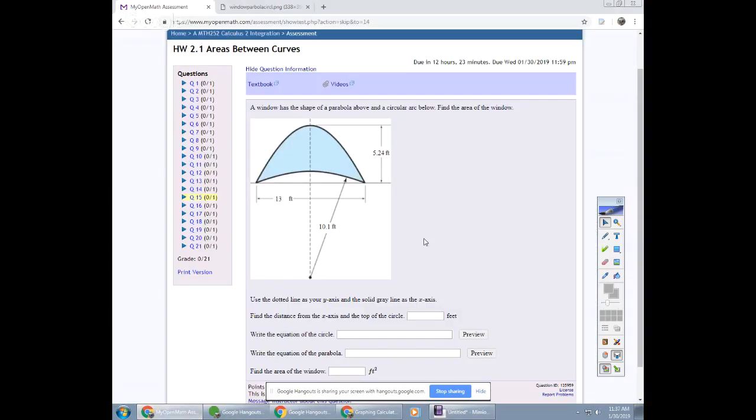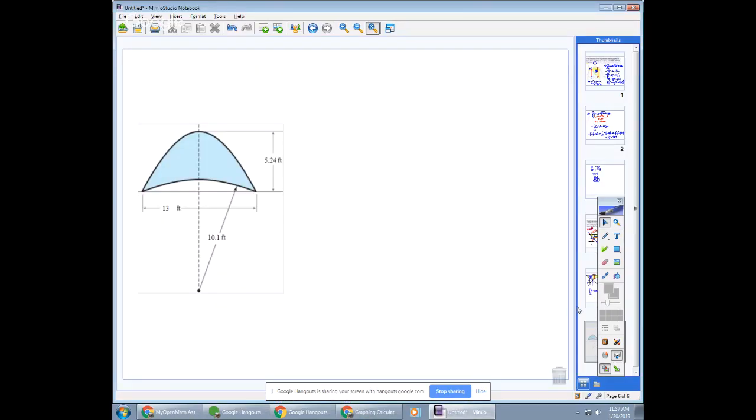Okay. A window has a shape of a parabola above and a circular arc below. Find the area of the window. Use the dotted line as your y-axis and the solid gray line as your x-axis. So this is meant to be my x-axis, I'm assuming. Find the distance from the x-axis to the top of the circle. X-axis to the top of the circle. Okay. Thank you. Get that. Not just 5.4.